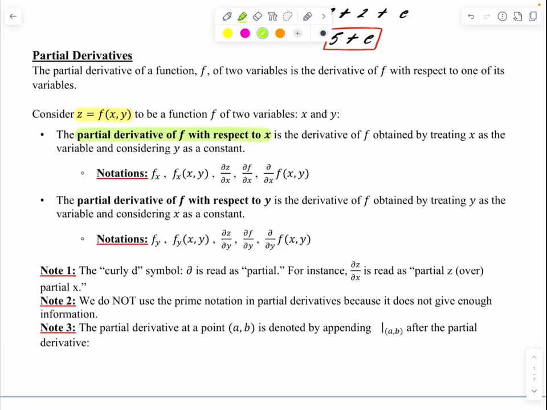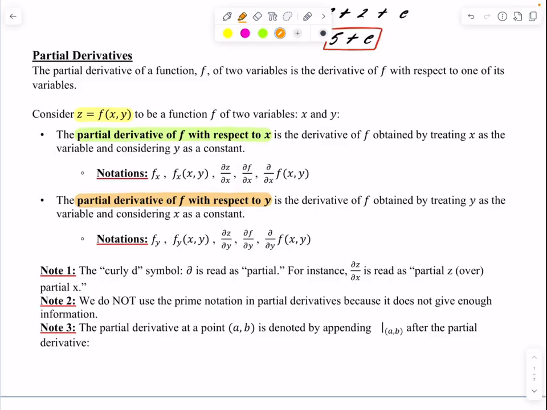So here are some notations that you will see for the partial derivative of f. We have f sub x, or f subscript x of x, y, and then a bunch of other notations indicating partial derivative. If we want to take the partial derivative of f with respect to y, this time we are treating y as the variable and x as a constant. You will see very similar notations for the partial derivative of f with respect to y.